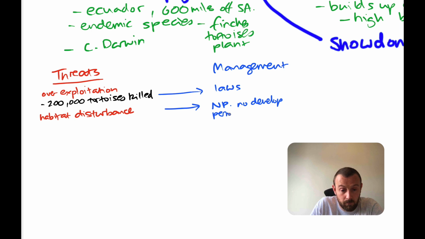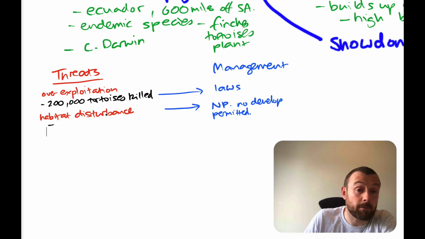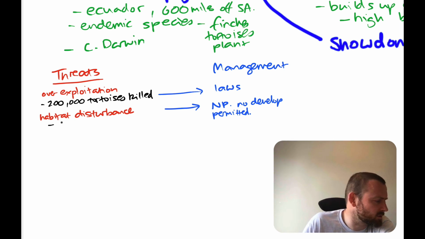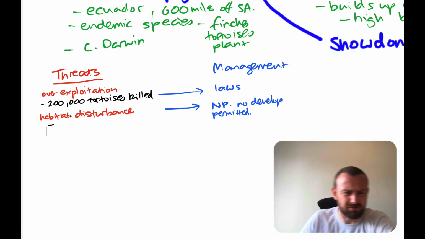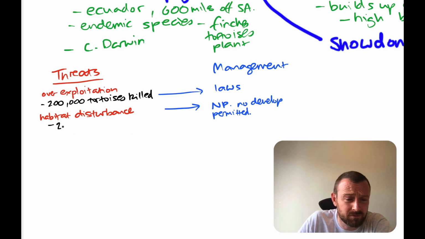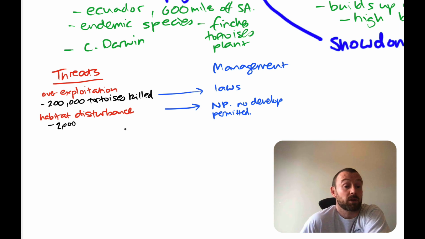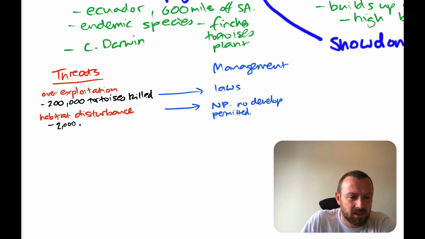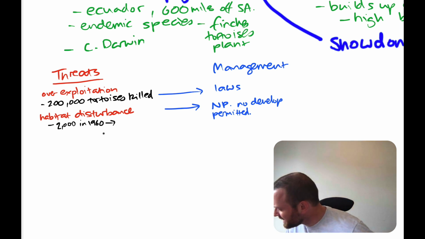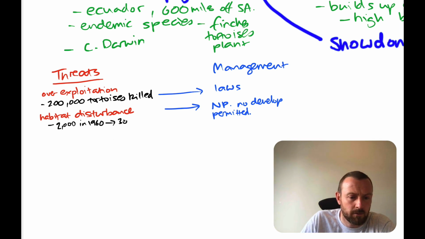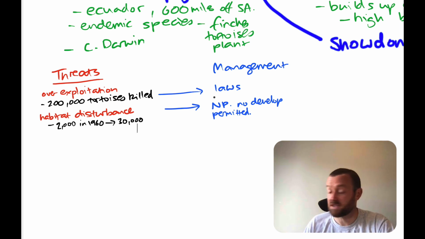However, there is a growing population. The Galapagos population has grown from about 2,000 people in 1960 to certainly over 30,000 people today, or probably more. I couldn't find this year's figure.